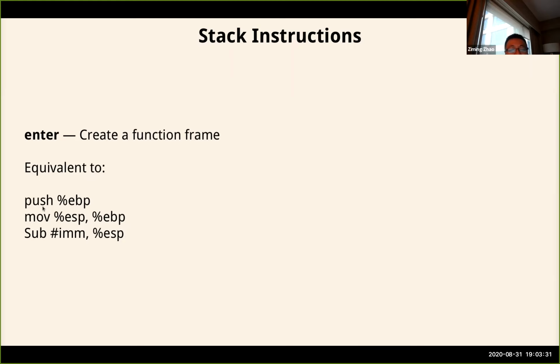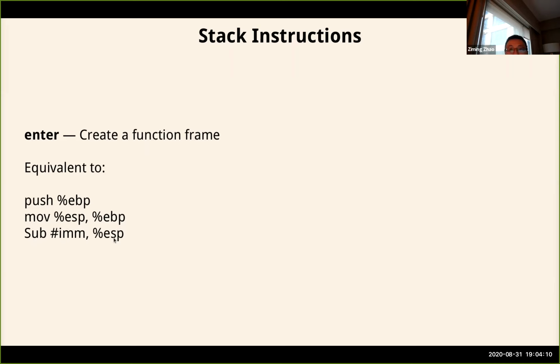The first one is push EBP. EBP is called the base pointer of the stack. Pushing something onto the stack means we are saving it. So we are saving the previous function's base pointer, or function frame, onto the stack. Then we move where the current stack is to EBP, so we are setting up the function frame for the current function. Then we subtract some value from ESP. The reason we do this is probably we want to reserve some space for local variables.